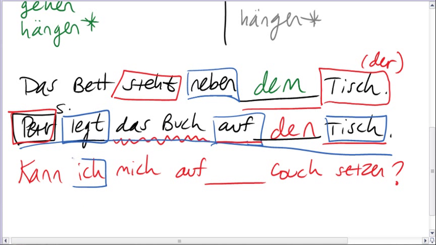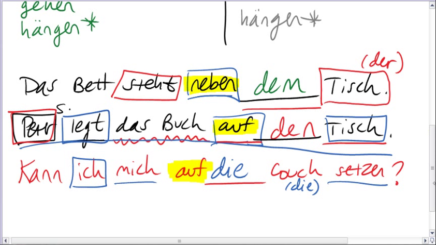So this person, so ich, I'm asking if I can, well, sit myself, if I can go sit, in other words, on the couch. And it's die Couch. So what would it be in the accusative case? Die. Kann ich mich auf die Couch setzen? Ja. So let's take a moment and just make sure that we know what our changeable prepositions are, the Wechselpräpositionen. We have neben, auf, and here auf as well.